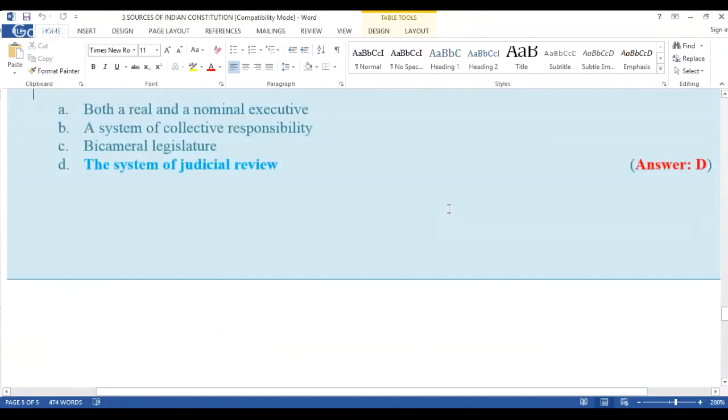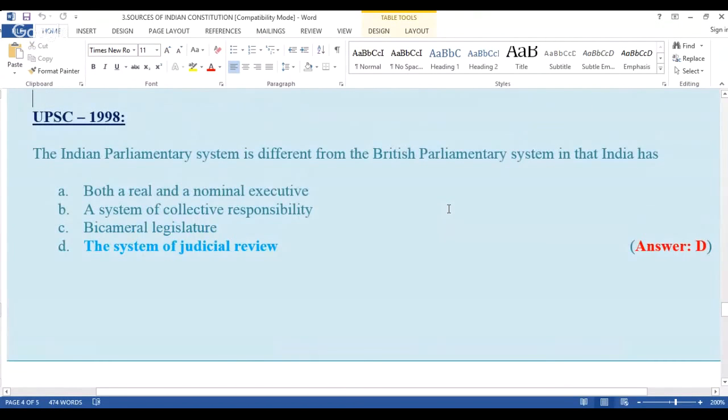Look at this. One more question. Again, this is called comparative study of the constitutions. The Indian parliamentary system is different from British parliamentary system. Here we are trying to compare Indian system with British system. But here we need to find out the difference. India is a parliamentary form of government. British is also a parliamentary form of government. But what is the difference? Both a real and a nominal executive. That is not a difference. That is a common feature.